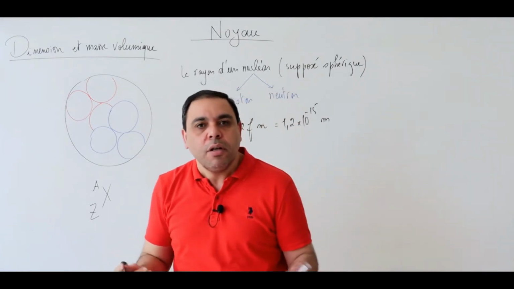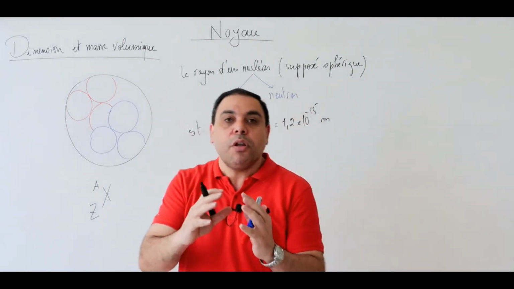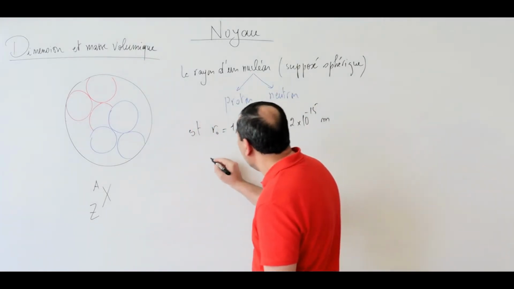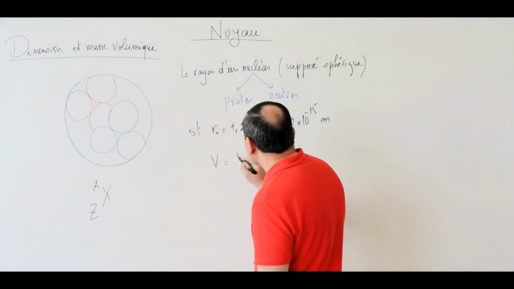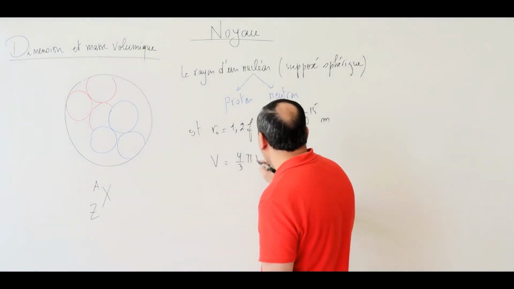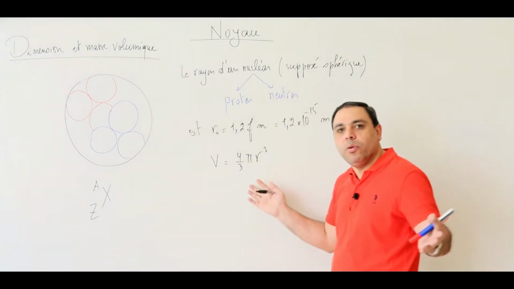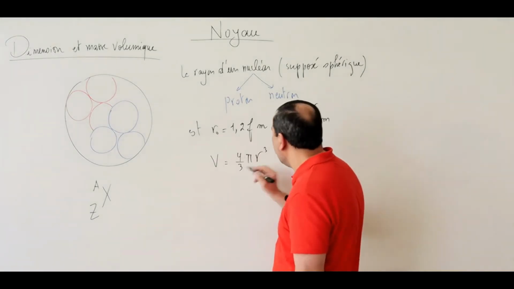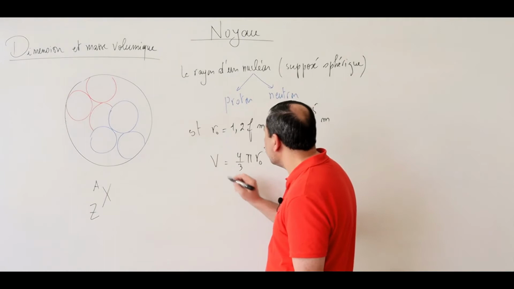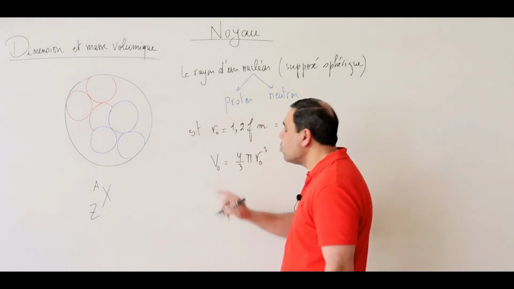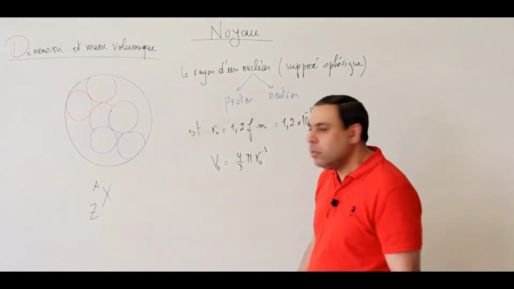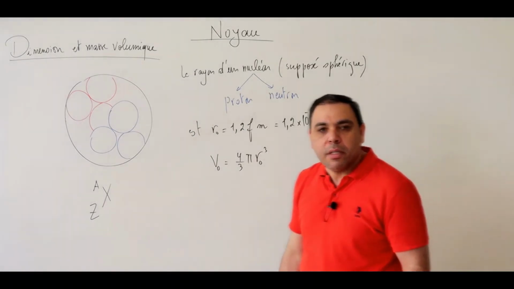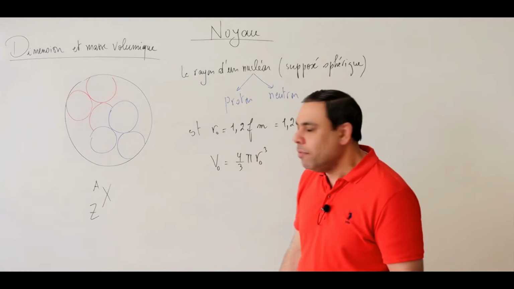What is the volume of a nucleon? The nucleon is assumed to be spherical. We know that the volume of the sphere is 4/3 pi r cubed. And this sphere has a radius r0. Hence, we'll associate to each nucleon a volume V0. This is the volume of a nucleon. This is an approximation.